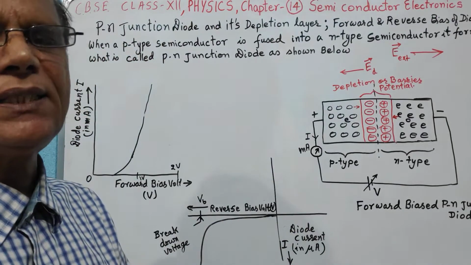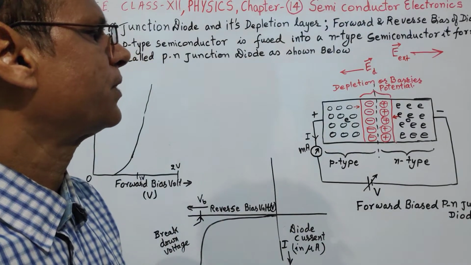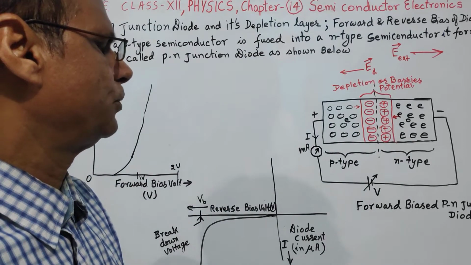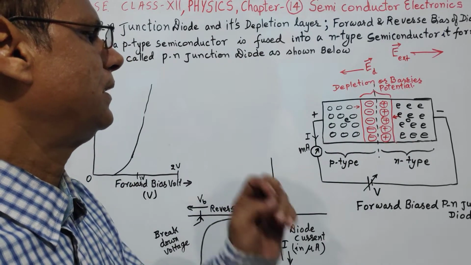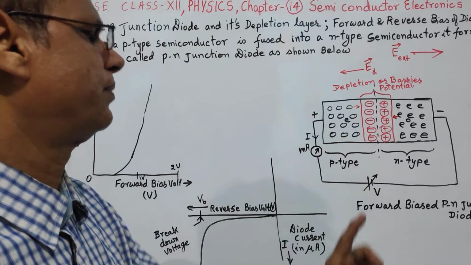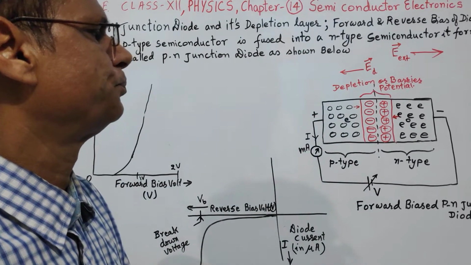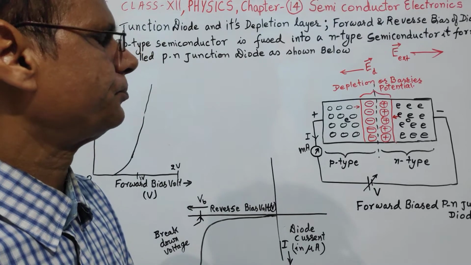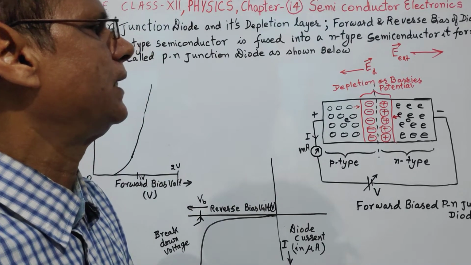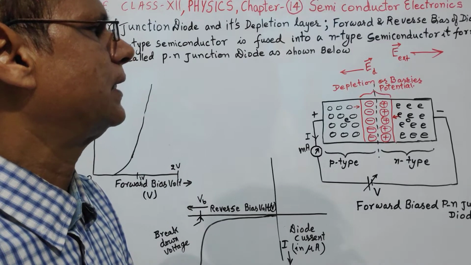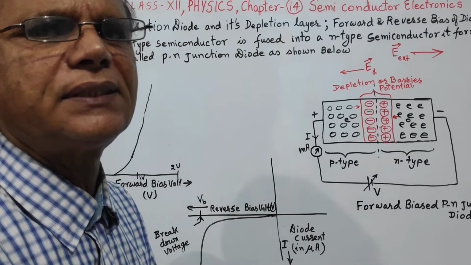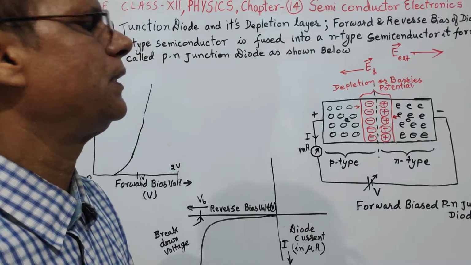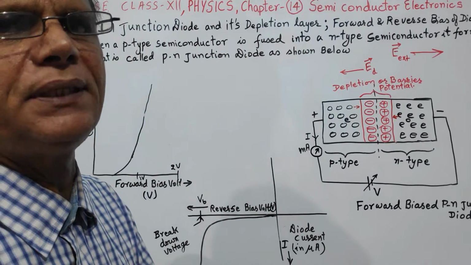So finally a stage may come when the transfer of electrons from n-type to p-type, or for that matter the transfer of holes from p-type to n-type due to diffusion stops, and this final voltage at the junction created due to the layer of charged ions is known as depletion or barrier potential for that given p-n junction diode.